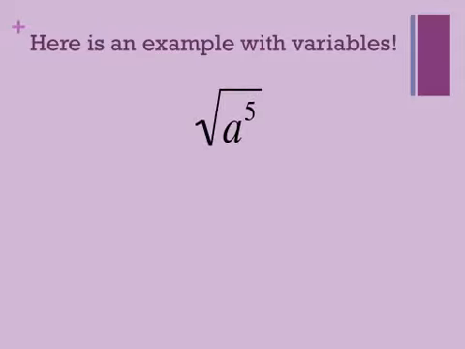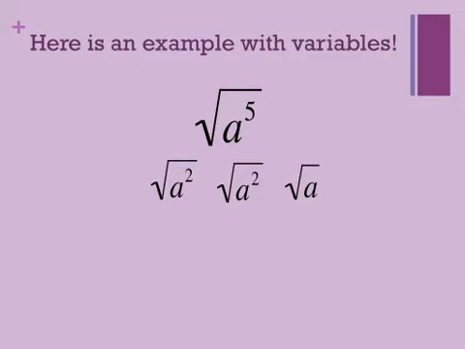Okay, that rule is going to come into play when we look at this type of an example with variables. The square root of a to the 5th power. We don't know the square root of a to the 5th. We can break up a to the 5th power into perfect squares. So when we look to break it apart, we can say that that's the same as the square root of a squared times the square root of a squared times the square root of a.